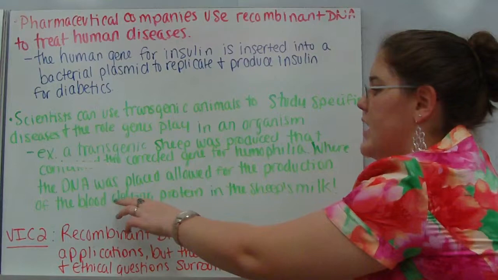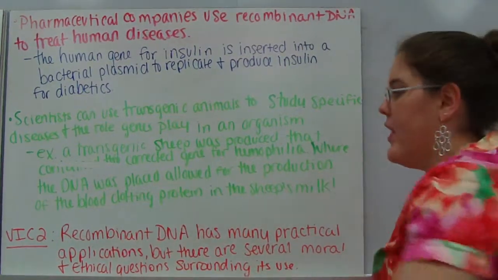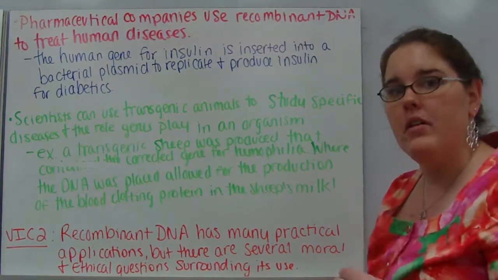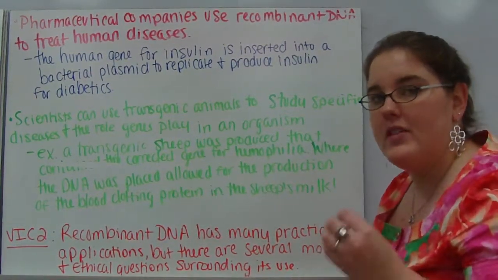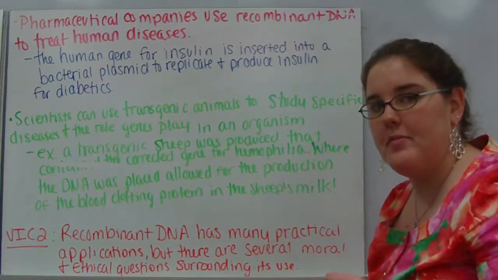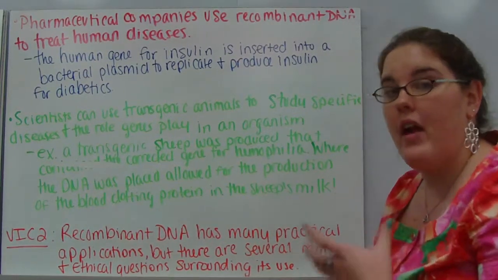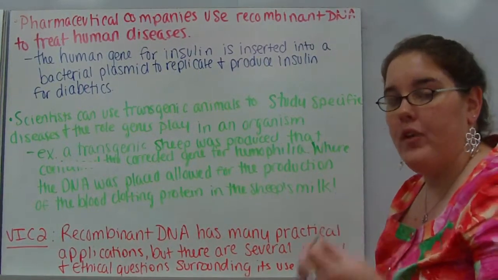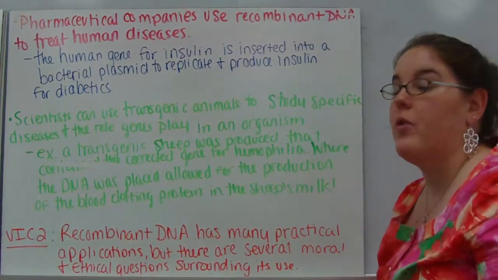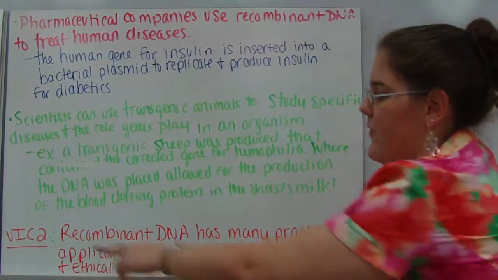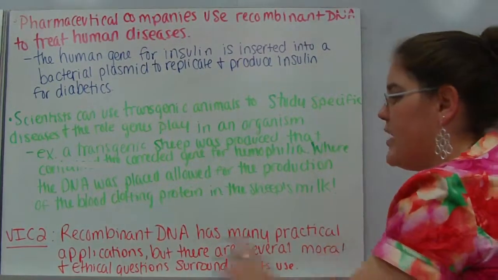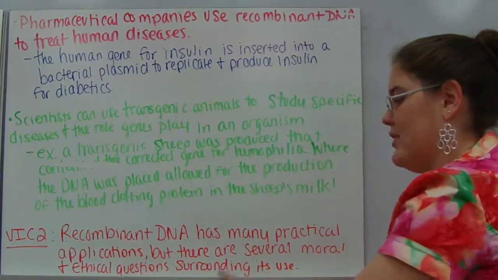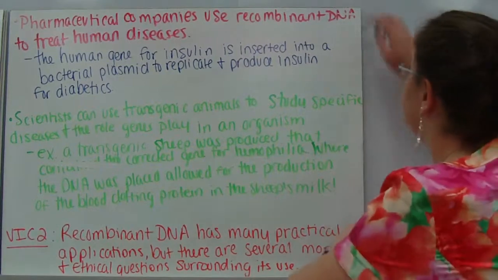Now, where the DNA was placed in this sheep actually allowed for the production of the blood clotting protein in the sheep's milk. So scientists were able to take that protein directly out of the sheep's milk and use it to help people that had hemophilia. They were able to get injections and transfusions of that blood clotting protein, and then they were treated for at least a little while. Now, recombinant DNA has many practical applications, but there are several moral and ethical questions surrounding its use.